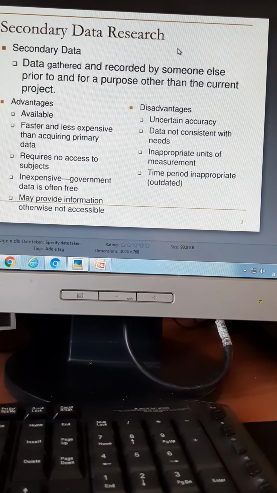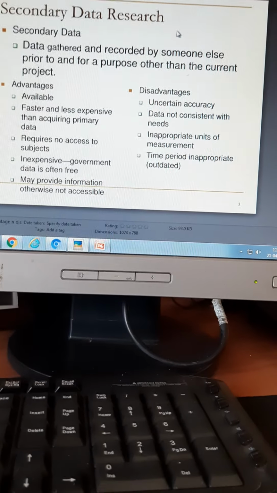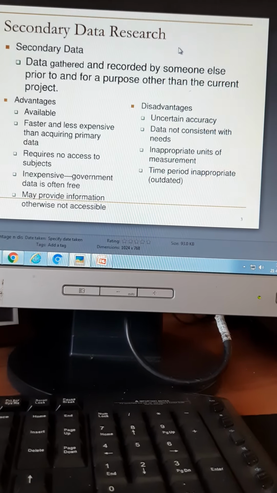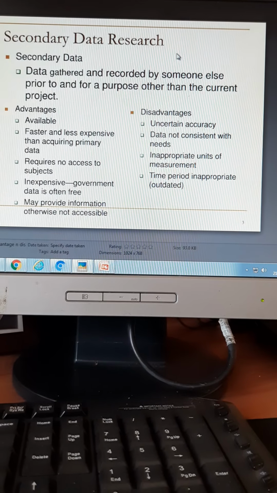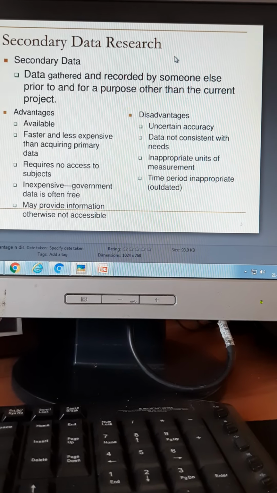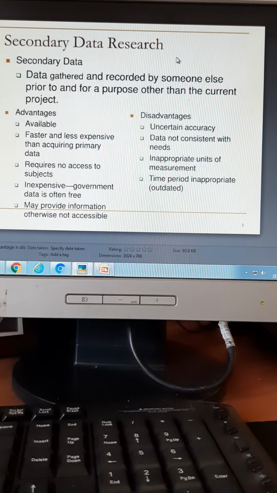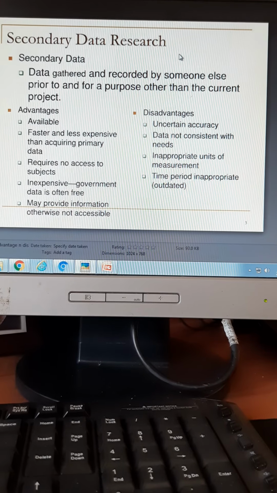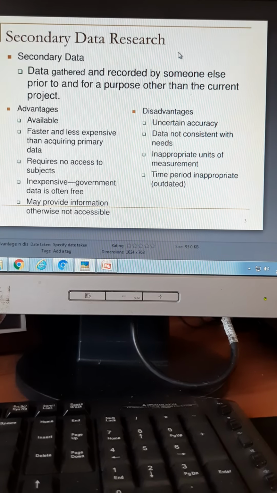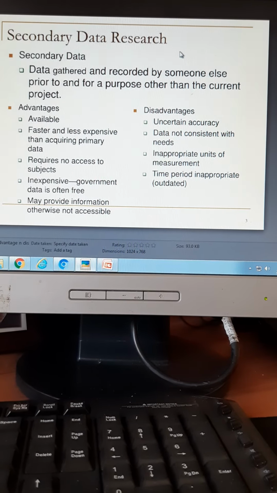Right? Next very important thing, time period inappropriate. So it will be outdated. The best example I gave you was newspaper. There is no point in seeing yesterday's newspaper for today's stock market price. The best is to switch on to the internet and see what's the current price that is trading in. Right? So these are the advantages and disadvantages of secondary data.